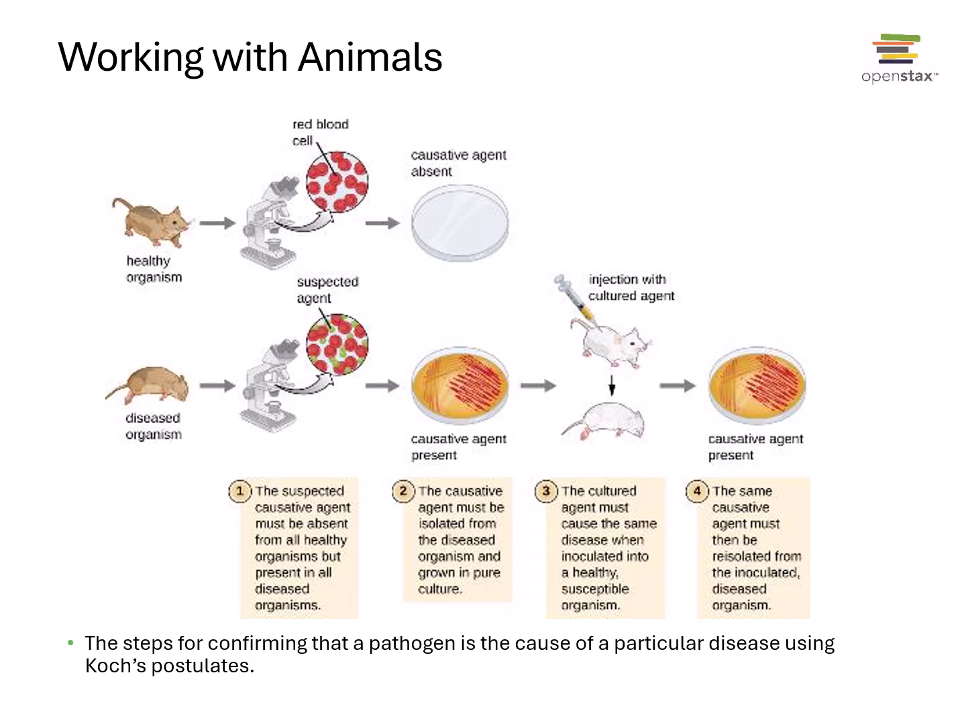And since Koch's postulates does involve animal testing, I just wanted to give a really brief overview. Animal research is very strictly regulated under federal law and institutional research policies to make sure that the animals are treated humanely. So every university, for instance, that uses vertebrate animals, we have to have an institutional animal care and use committee.